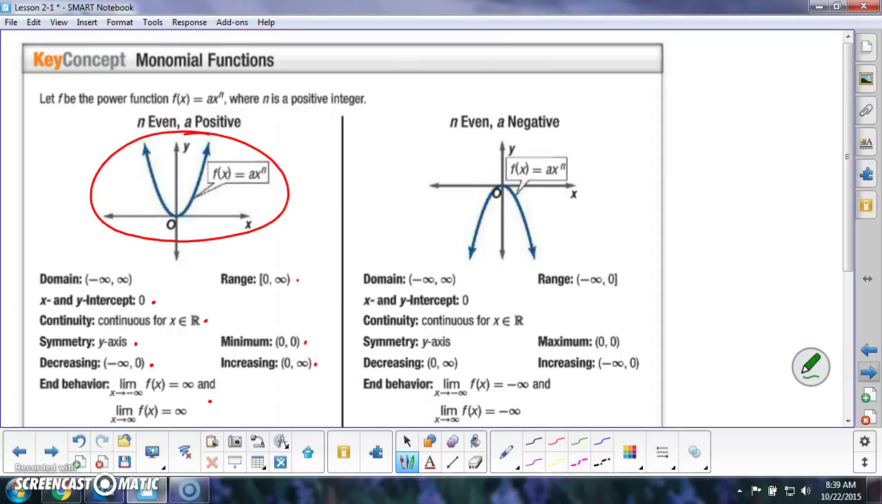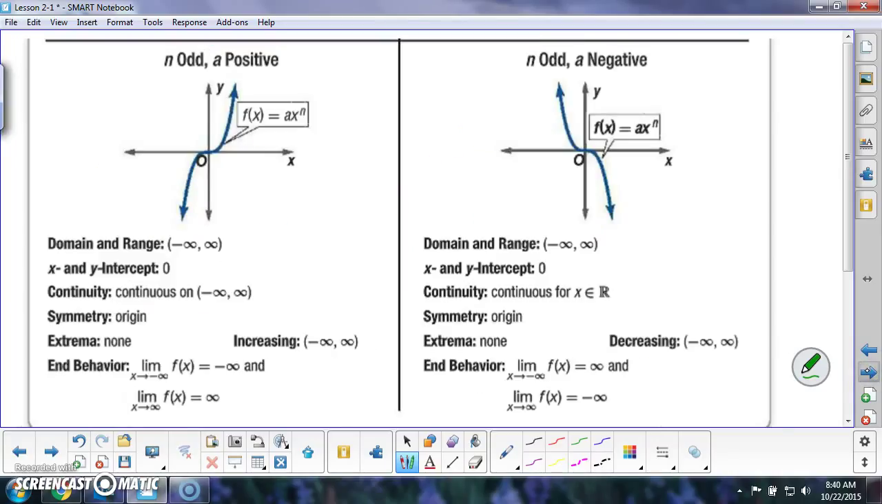Well, if your exponent is even and your leading coefficient is negative, then it's going to look more like this. I like to call that a gorilla guy. And down below are all the characteristics of this type of monomial. You got domain is all real numbers. Your range is numbers less than or equal to 0. You got an x and y intercept at 0. It's a continuous function on its domain of all real numbers. There's symmetry of the y-axis. There's a maximum at 0, 0. It's decreasing on the right-hand side, and it's increasing on the left-hand side. And then the end behavior, as you go right or left, both ends are going down.